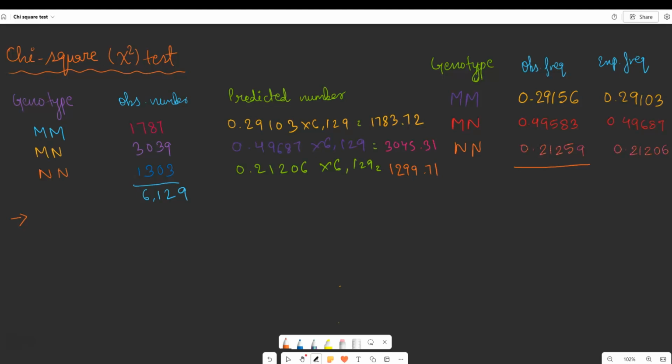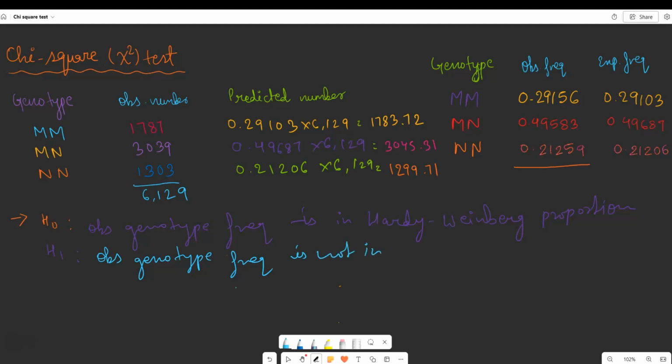So before going into the calculation, we have to define two statements for any hypothesis test, that is the null hypothesis and the alternate hypothesis. Here, the null hypothesis is that the observed genotype frequency is in Hardy-Weinberg proportion. The alternate hypothesis will be the exact opposite, that the observed genotype frequency is not in Hardy-Weinberg proportion.